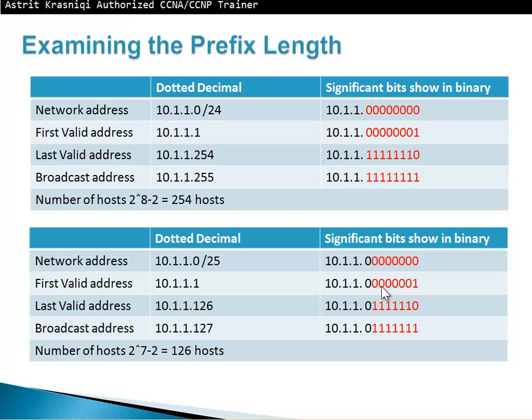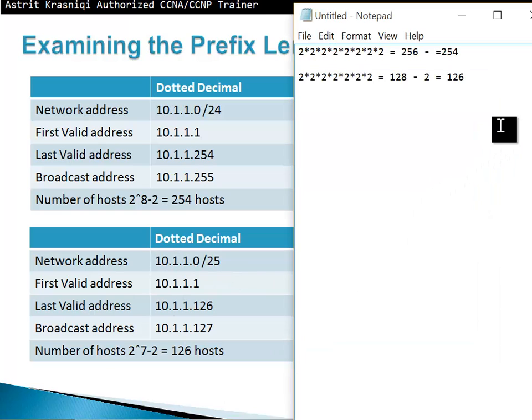Okay, so let me just go through this again. For example, say that we have the address 10.1.1.0/28, right? So what is that /28? 28 means there are 28 ones. So 1, 2, 3, 4, 5, 6, 7, 8, 9, 10, 11, 12, 13, 14, 15, 16, 17, 18, 19, 20, 21, 22, 23, 24, 25, 26, 27, 28. That's 28 ones. That's what we say, /28.